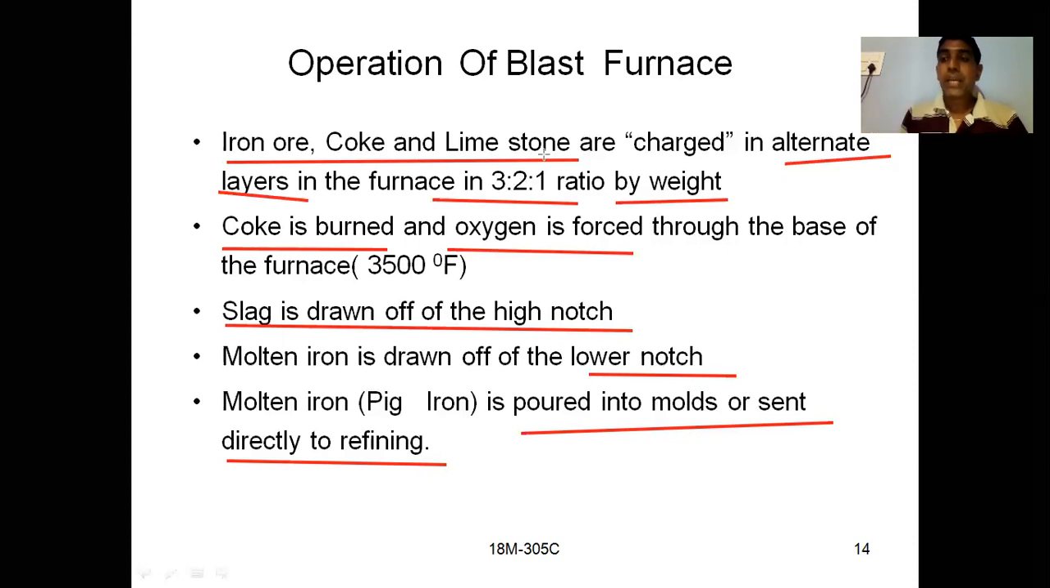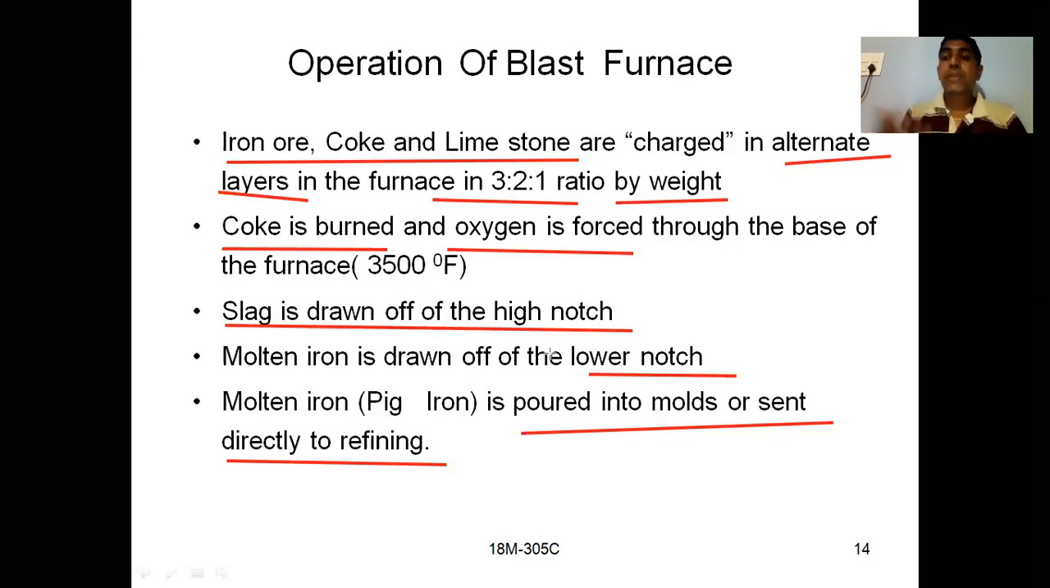So as the pig iron is having weight, it will settle at the bottom. On that one, your slag will float. So from that, the slag can be removed from the high notch, and the pig iron can be removed, that means tapped from the lower notch. And this pig iron can be sent directly for further refinement, or it can be sent to mold, and later after solidification, that pig iron bars can be sent to further refinement.